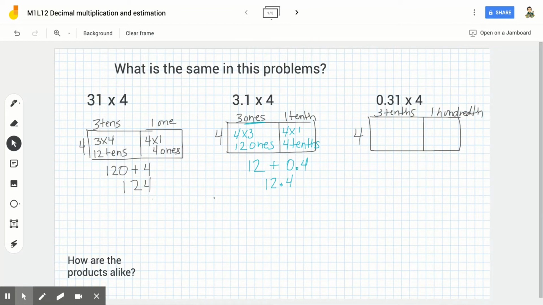Last one, 4 times 3 would be the area of this square. 4 times 3 is 12/10. 4 times 1 is 4/100. 12/10 will be 1.2, plus 4/100, 0.04. Add them together, 1.24.